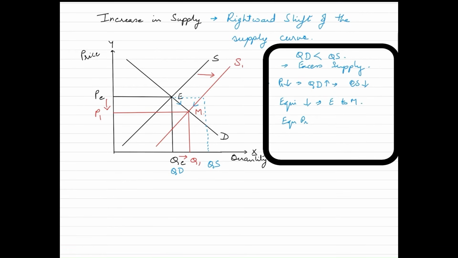Equilibrium price also fell from PE to P1. However, equilibrium quantity increased from QE to Q1.